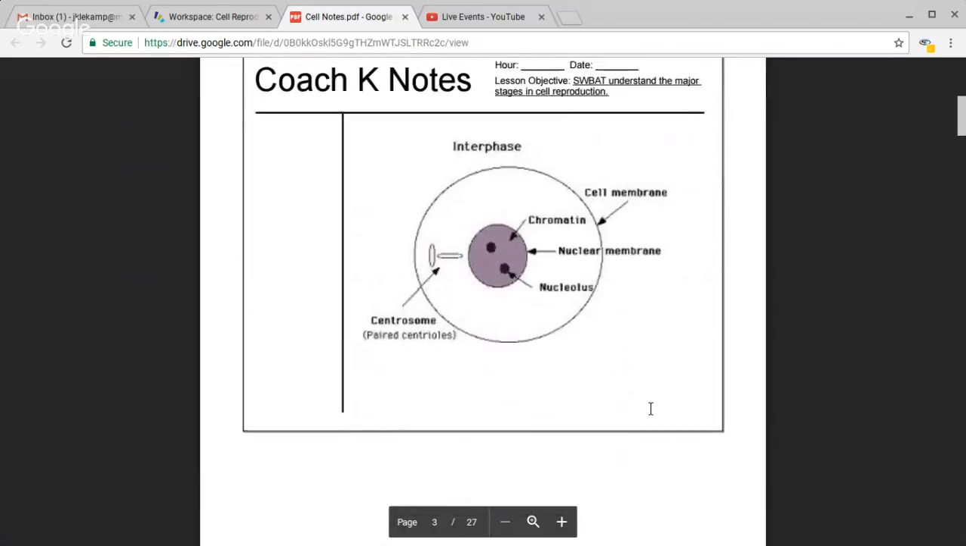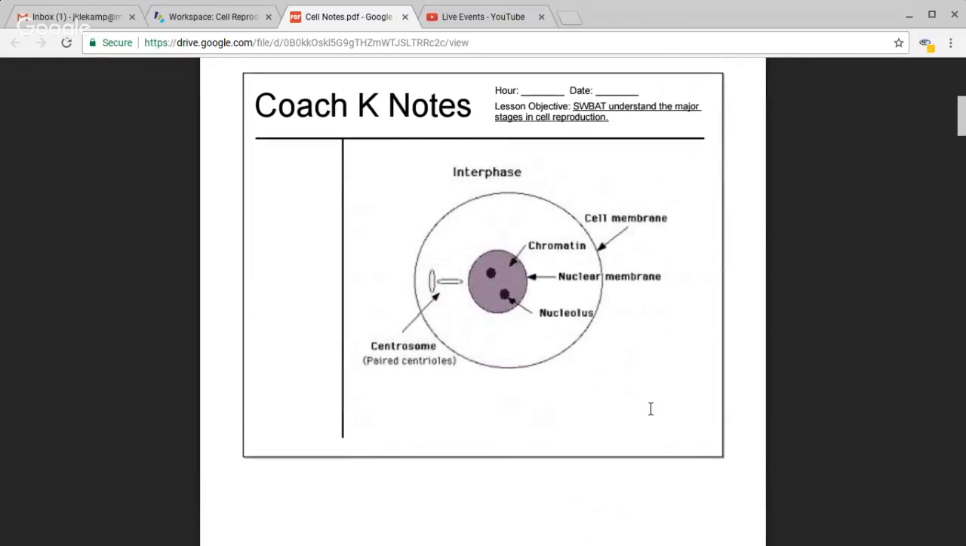So this is what interphase looks like. You still have your nuclear membrane intact, your chromatin inside. You have the nucleolus inside the nucleus. And you have your centrosomes, or paired centrioles, still at one end.